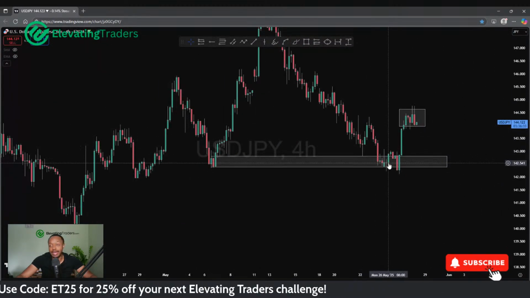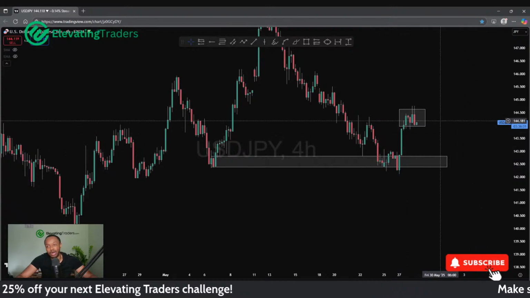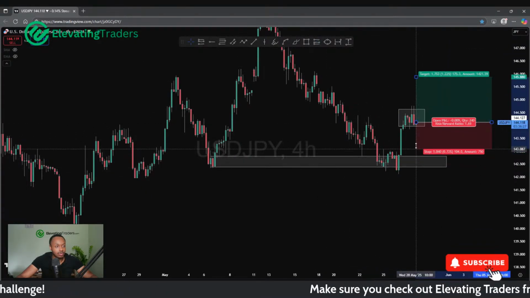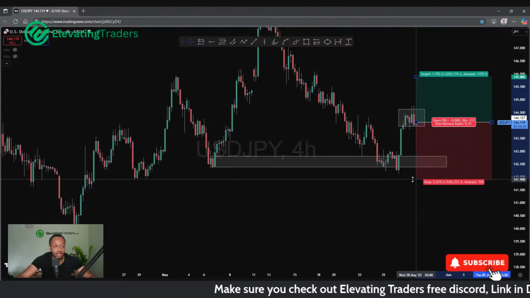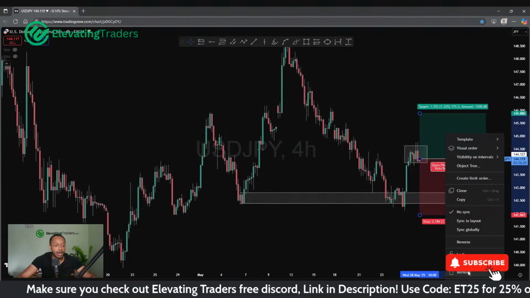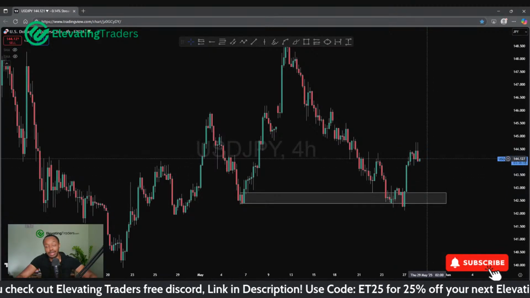Ideally, you want to be long here. If you do get long here, there's no logical place for a stop loss. I wouldn't want to have a stop loss here. I think that's a bit too tight, and I think that stop loss there is a bit too big. So, yeah, I would say that the ship has kind of sailed with dollar yen personally.